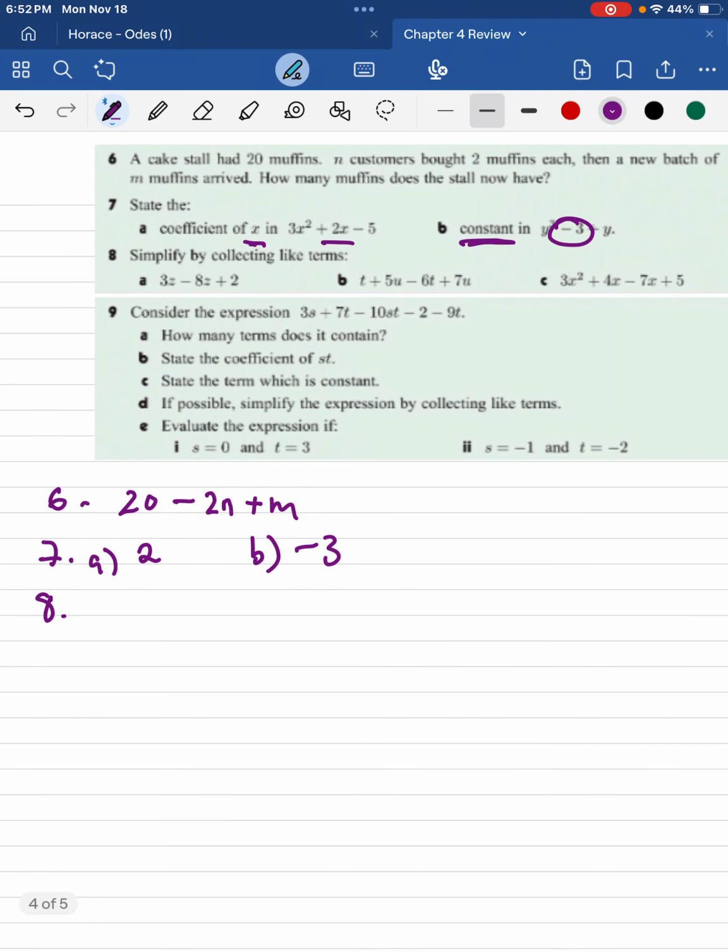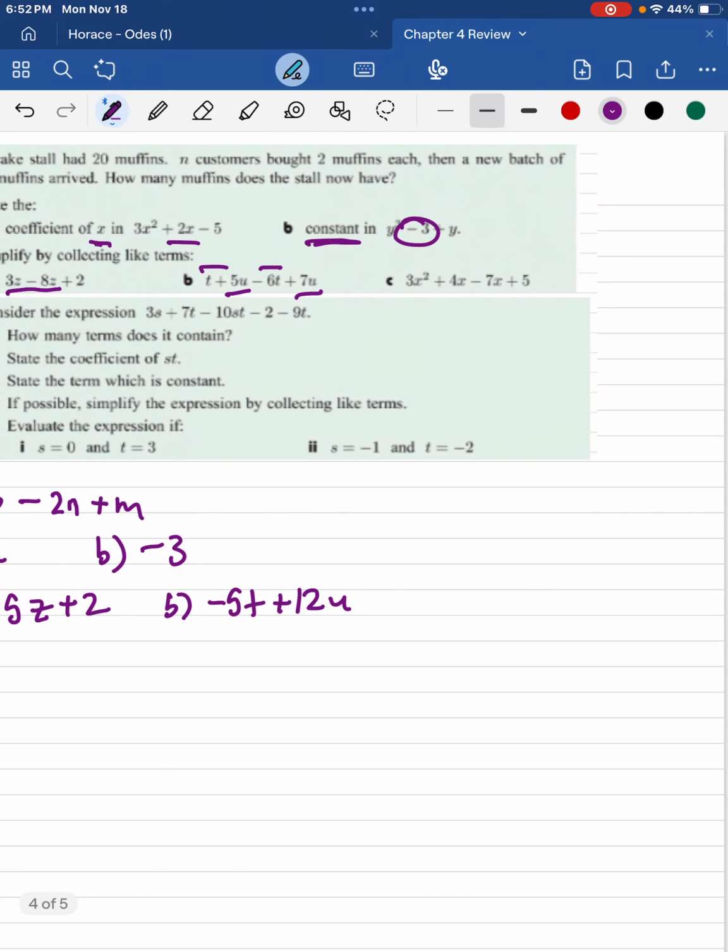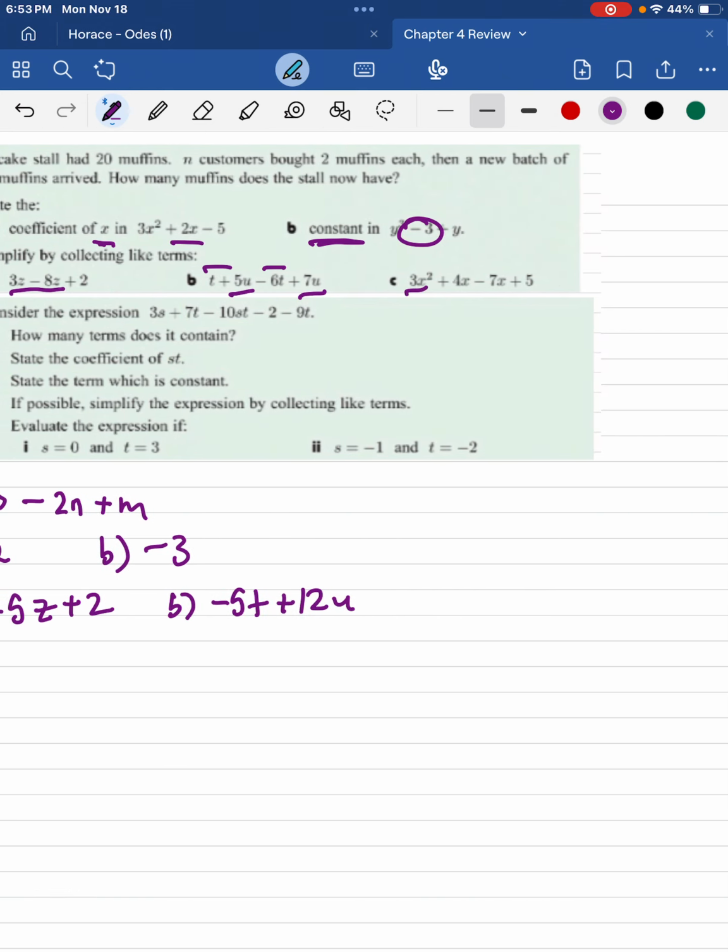Number 8, simplify by collecting like terms. It must be these two terms going together. That's negative 5z plus 2. And these terms going together, U and U, T and T. That's going to equal negative 5t plus 12u. We have an x squared that goes by itself, nothing. We have two x's that go together. 3x squared minus 3x plus 5.